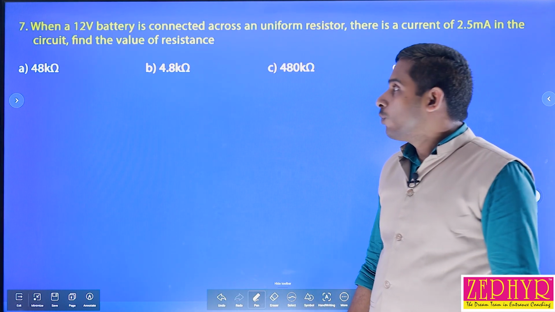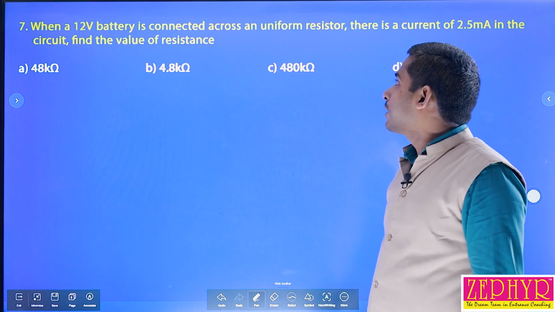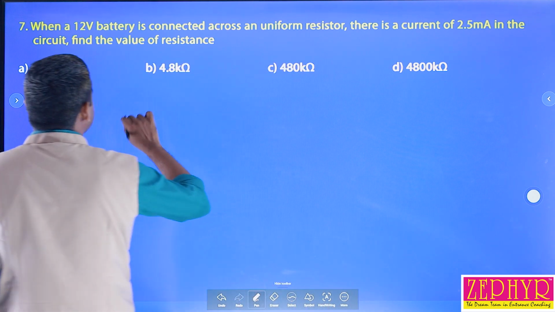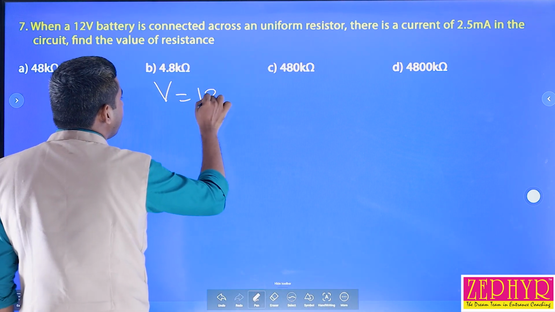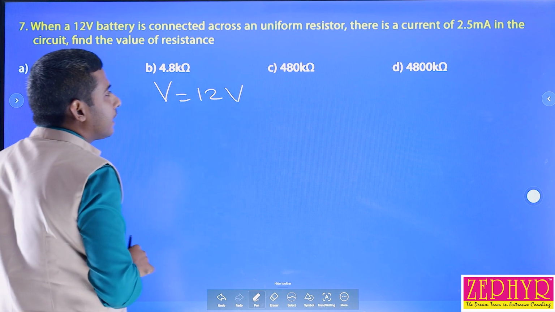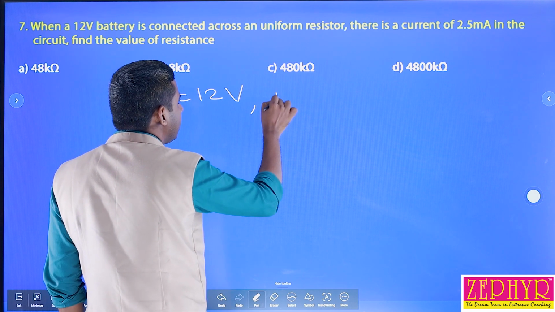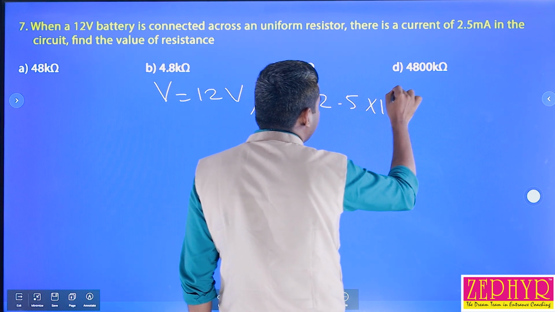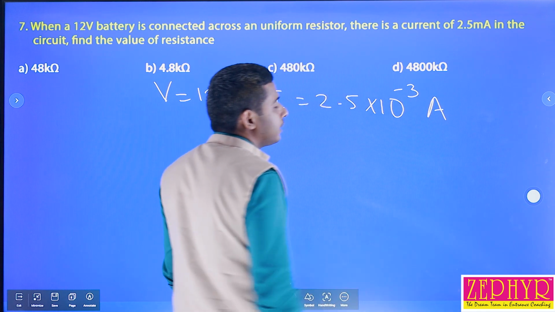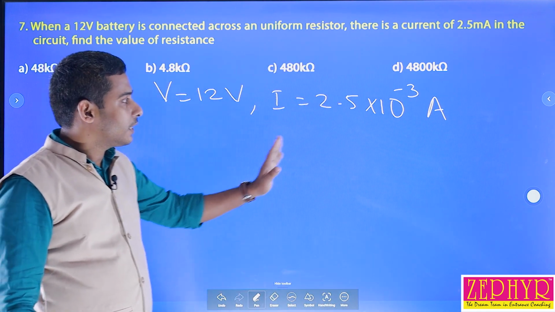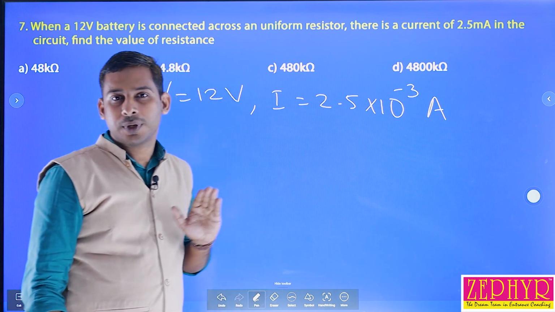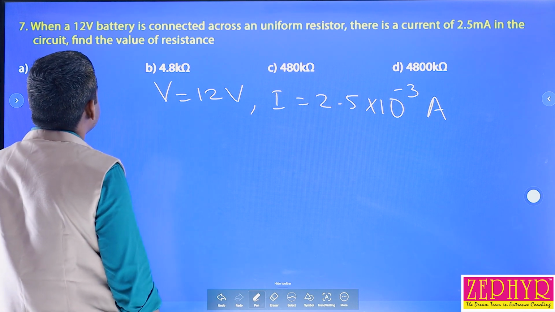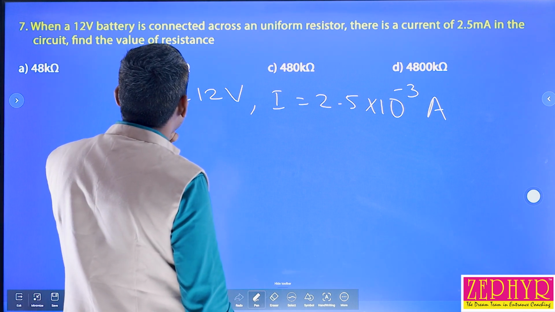When a 12-volt battery is connected across a uniform resistor, students, we have voltage equal to 12 volt. There is a current of 2.5 milliampere, I equal to 2.5 milliampere. How can we convert it into ampere? That is 10 raised to minus 3. You have to multiply it by the 2.5. After that, they are asking for the value of the resistance.